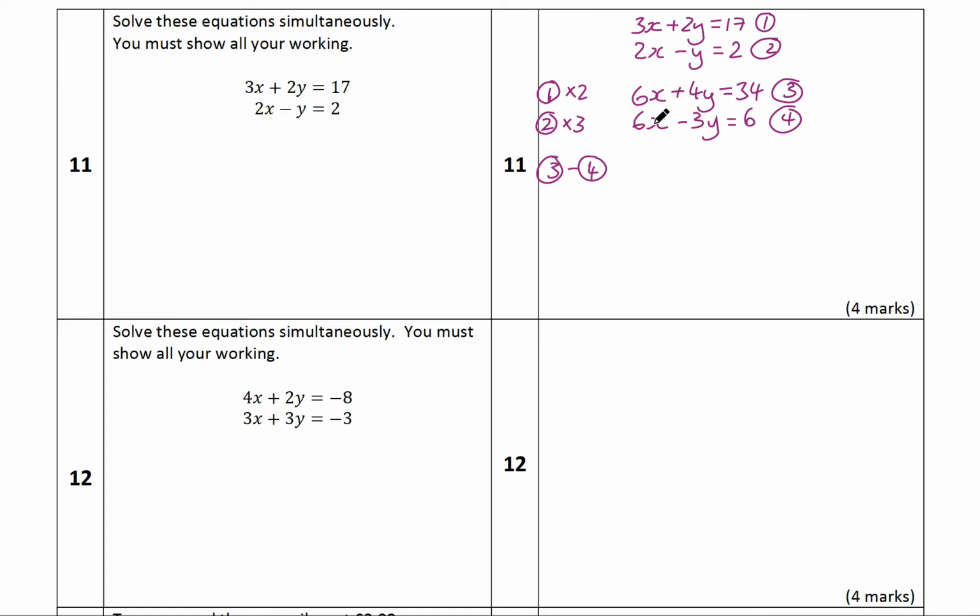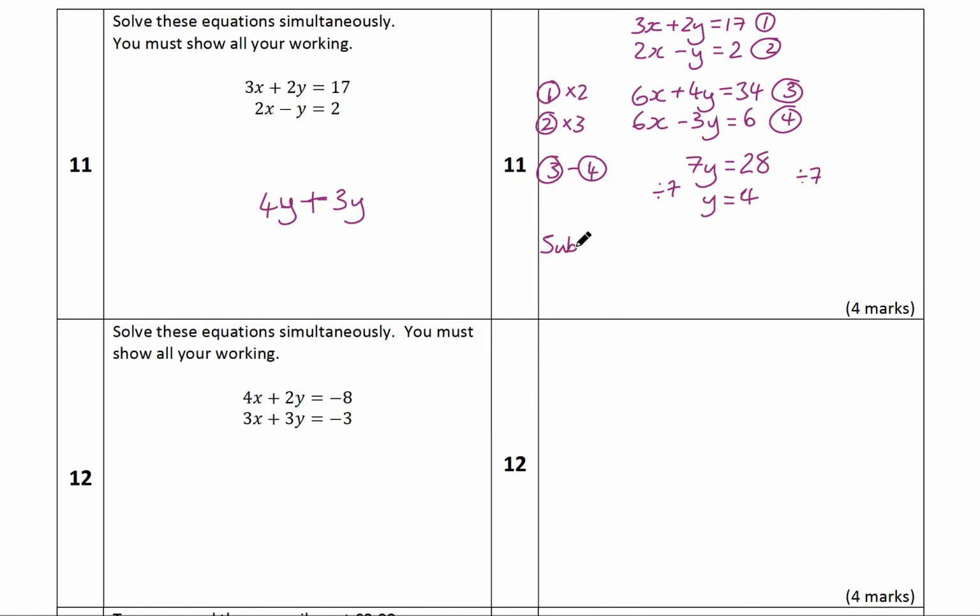So 6x take away 6x, gets rid of them. 4y take away negative 3y. Be careful here. I would always just do this on your calculator if you're not sure. Obviously don't put a y in, just do 4 take away negative 3. And what it should show you is that that gives 7y. Because when we see these next to each other, we can turn them into a plus. So 7y, 34 take away 6 is 28. And we can divide both sides of this by 7 to find what y is. So y equals 4. Should get something nice.